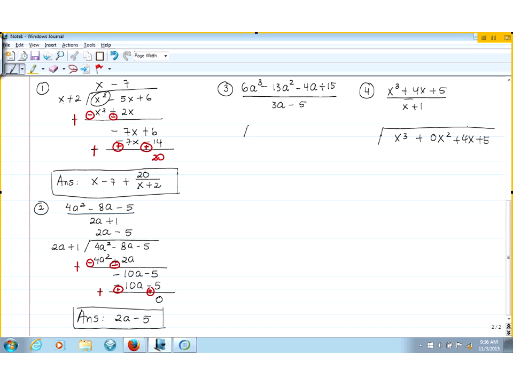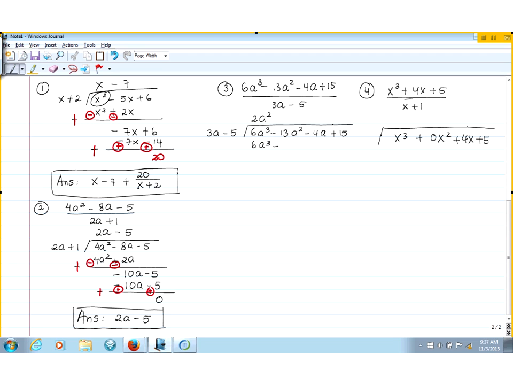So number 3, what am I supposed to write here? Well, this is it: 6a cubed minus 13a squared minus 4a plus 15 divided by 3a minus 5. Alright, then what? 6a cubed divided by 3a. What is 6a cubed divided by 3a? 2a squared. Now 2a squared times 3a minus 5.